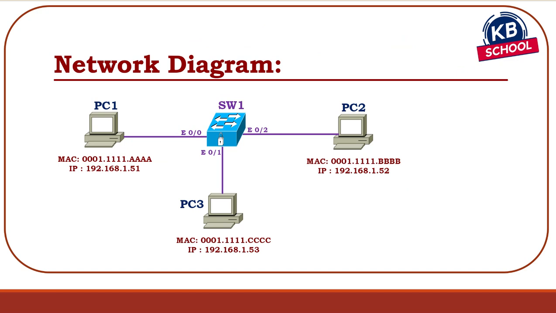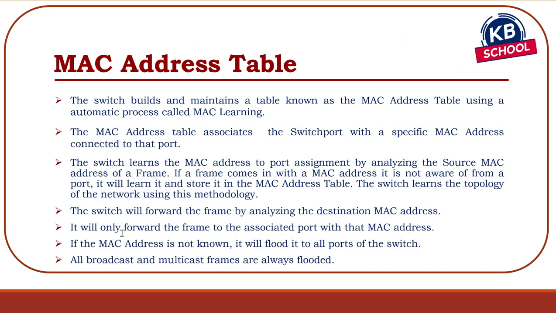And that's what this statement over here is talking about. It will only forward the frame to the associated port with that MAC address. If the MAC address is not known because it hasn't communicated yet, it'll flood it to all ports on the switch. All broadcast and multicast frames are always flooded because broadcast and multicast is meant for a group of devices. All right.